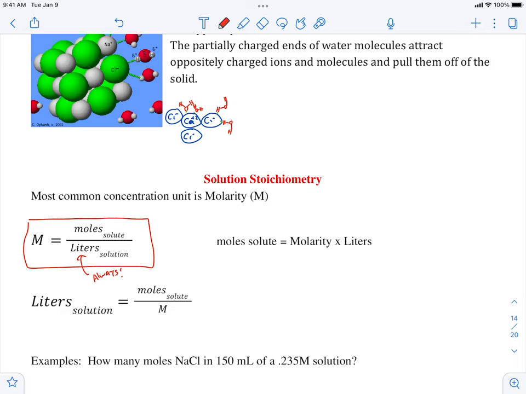Now, because this is a simple three-variable equation, molarity is equal to moles over liters. Of course, if you know the molarity and you know the volume, you can figure out how many moles there are, right? Just rearrange the equation. So molarity times liters is how you will find moles. And when I say moles, again, that is moles of solute.